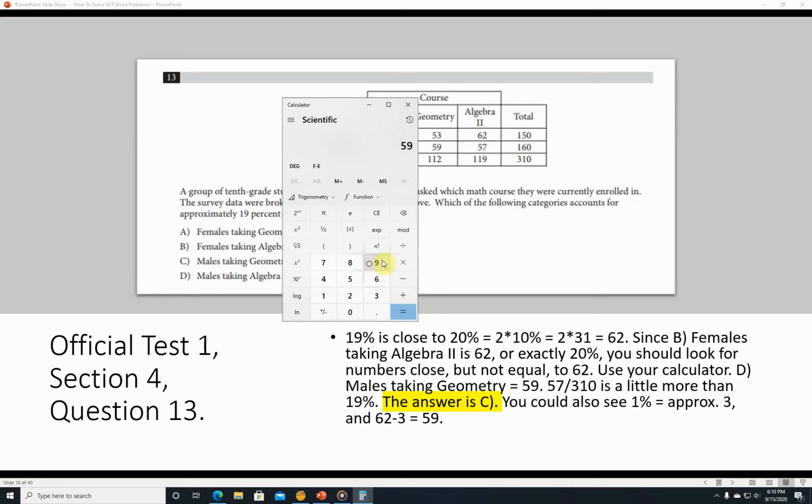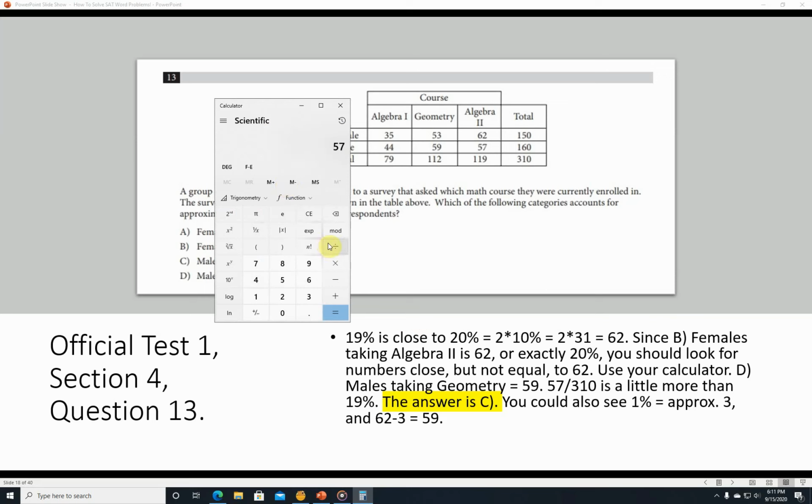So go 59 over 310. Okay, that's 0.1903. We can even multiply it by 100 to get a percentage. So that's 19.03. That's probably right. It doesn't really take much more time to just check it and make sure the 57 isn't it. So that's 18.38%. We can multiply it by 100 in case you're concerned. 18.387, so that's about 18%.